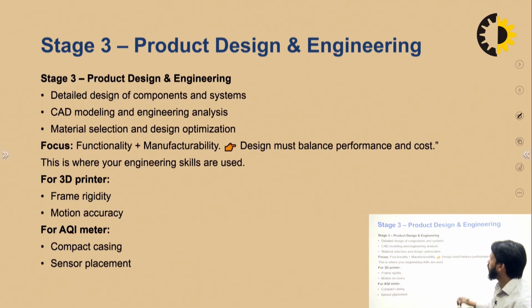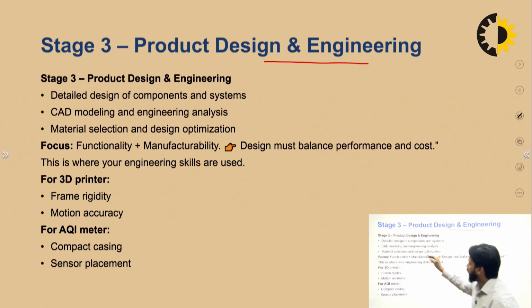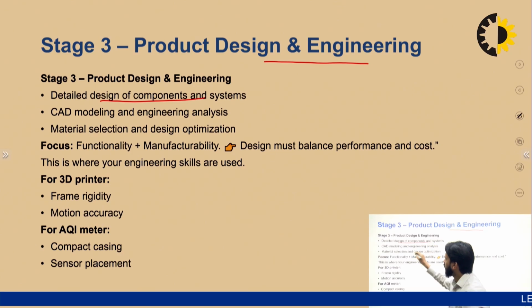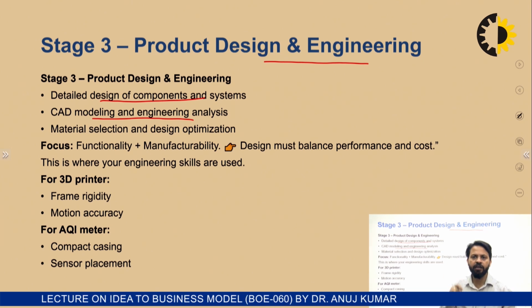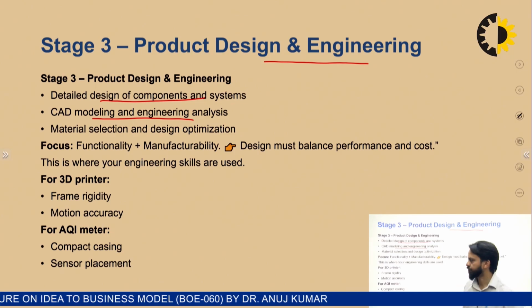In this stage 3, you have to think of the design part, the engineering part, detailed design of the components, CAD modeling and engineering analysis, material selection, which is an important part. For the AQI meter, which material are you going to select? Are you going to use the metallic casing or the plastic or polymer casing? You have to decide in the design stage itself.